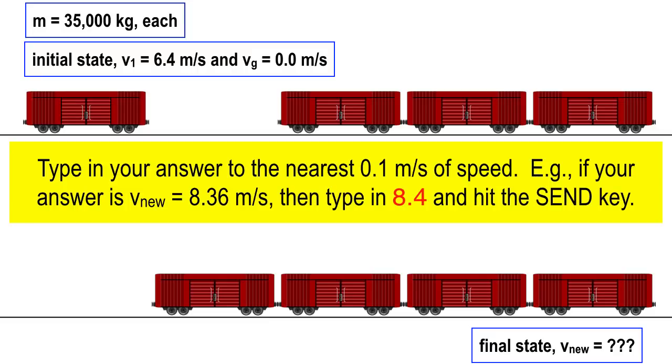The reason I'm alerting you to that is on a test, you want to check your answer to make sure it makes sense or not. It doesn't make sense to have something 5,000 and change meters per second because V nu, whatever it is, is going to be smaller than the initial. It's being shared with the other three, right? So it's going to be something smaller than 6.4 for sure.